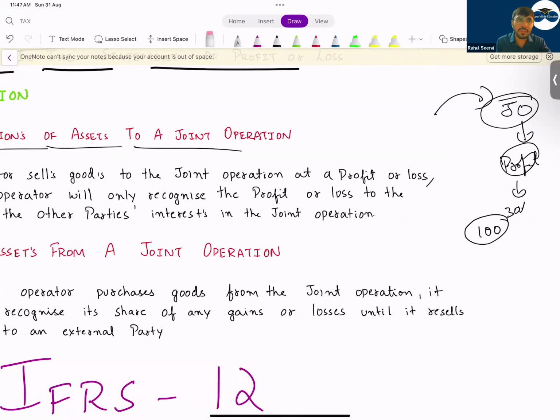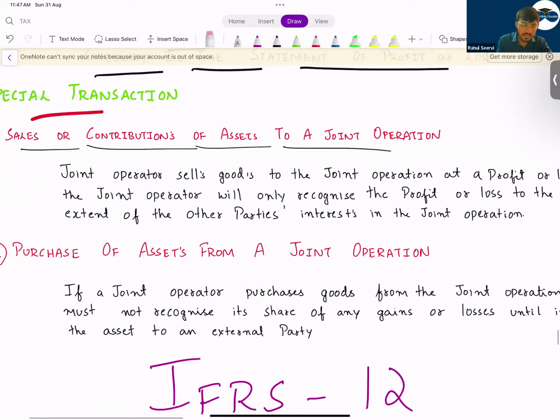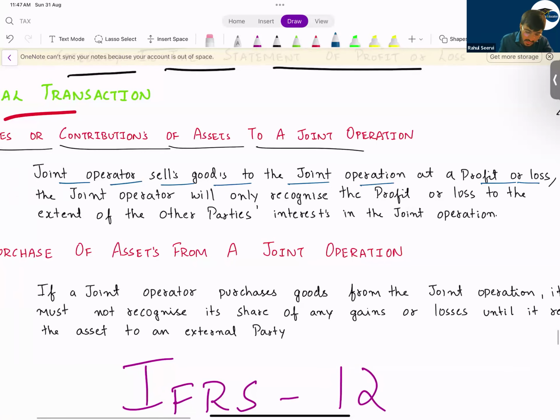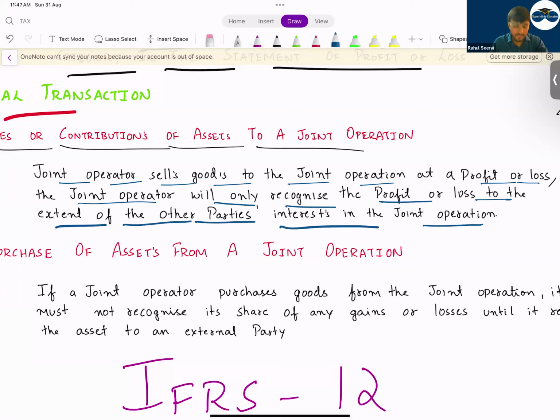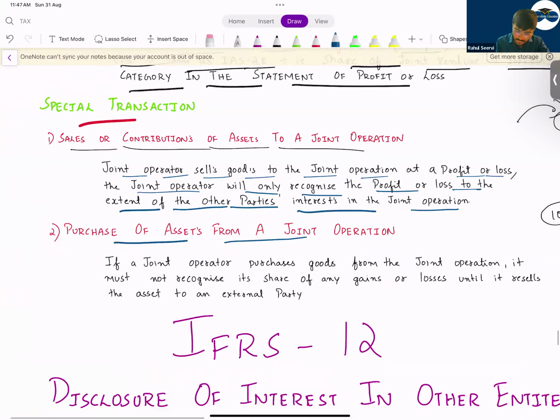I should not record my profit. If you record that, it will be double count. So when the joint operator sells goods to a joint operation at a profit or loss, the joint operator will only recognize the profit or loss to the extent of other parties' interest in the joint operation. The next one, purchase of asset from a joint operation.